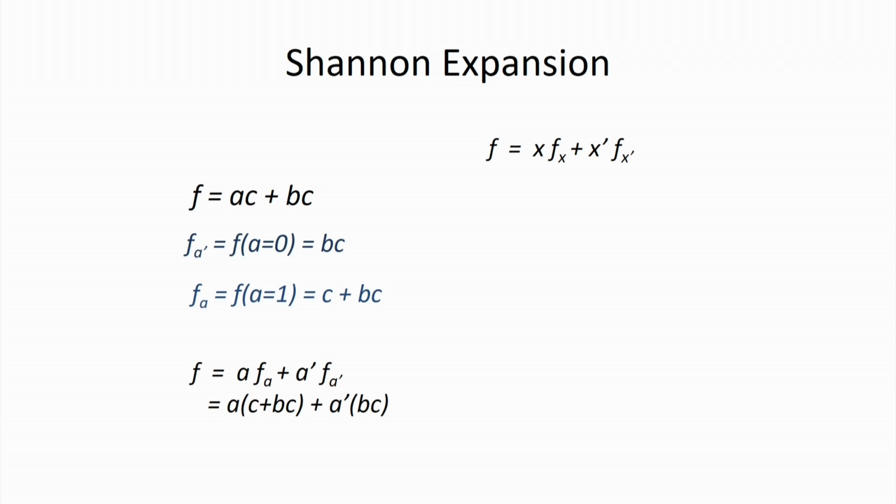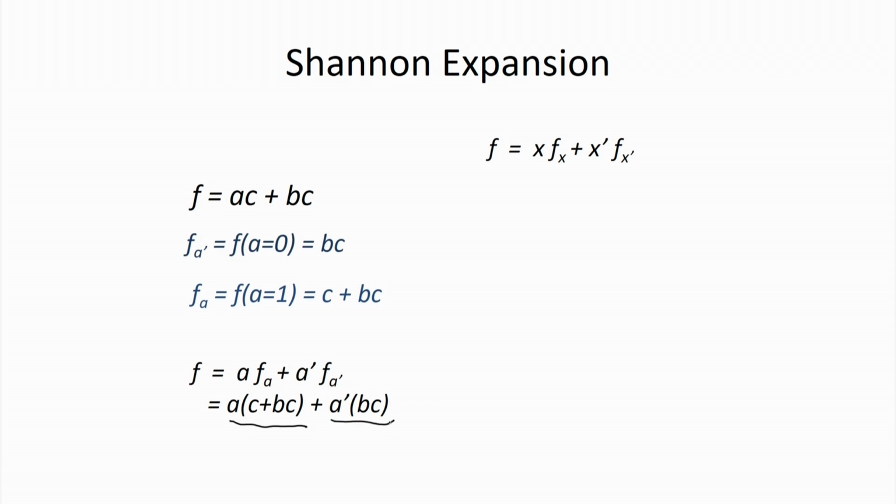Similarly, f_a is the functional value on putting a equal to 1. In that case, since a equal to 1, we get c + bc. So, this is the functional value when x equal to a. Now, what is the given function? It says f = a·f_a + ā·f_ā. That means we get a into (c + bc), and ā into f_ā, which is ā into bc.